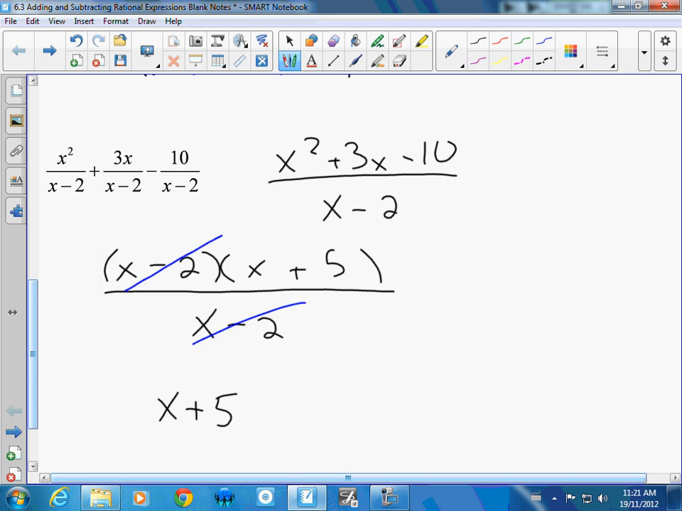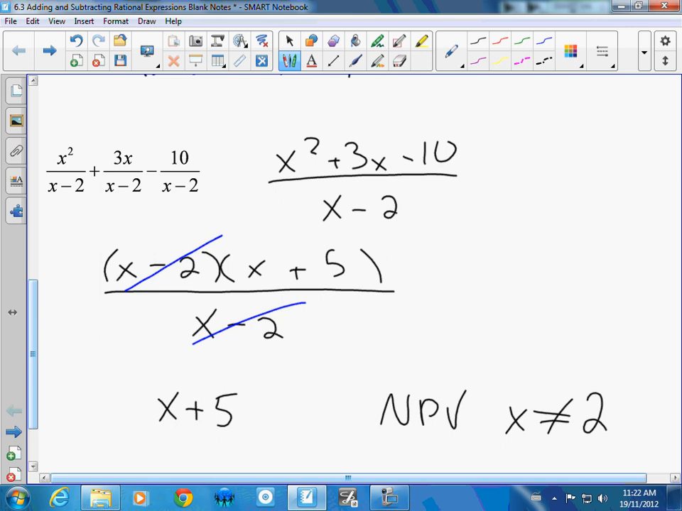NPV. What can x not be in this case? Positive 2, right? Because if it's positive 2, it makes the denominator equal to 0. It's non-permissible, right? It's undefined. So it's a non-permissible, right?